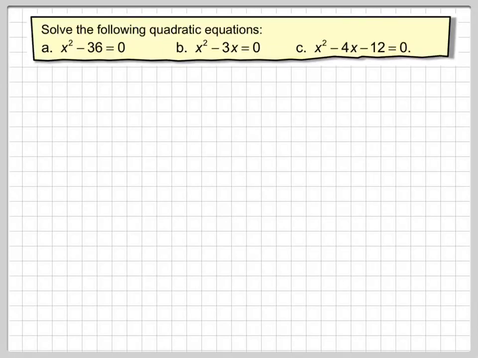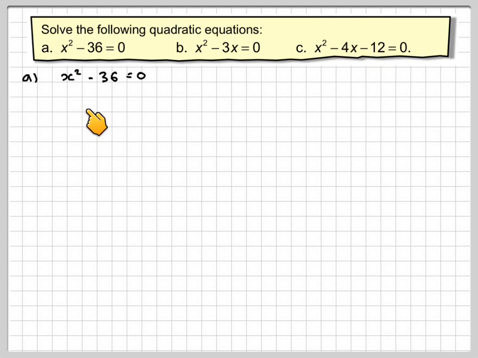In this video we're going to look at the different types of quadratic equations that you can solve and how to solve them. It says solve the following quadratic equations. A, x squared minus 36 is equal to 0. B, x squared minus 3x is equal to 0. And C, x squared minus 4x minus 12 is equal to 0.